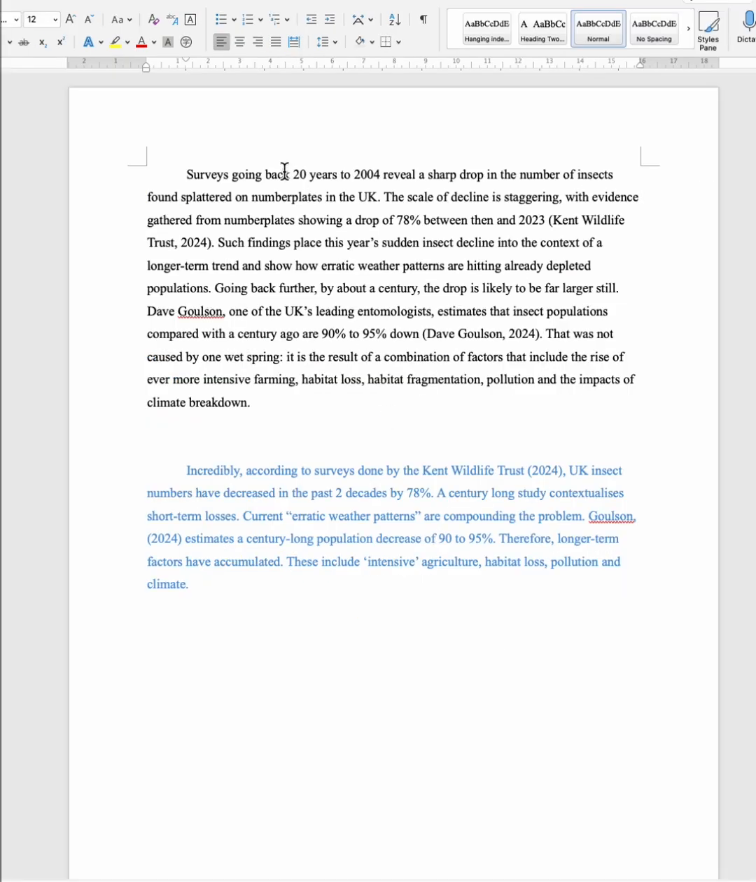So there's the original, which is 151 words. And here we've got the paraphrased section, which is showing 63 words.